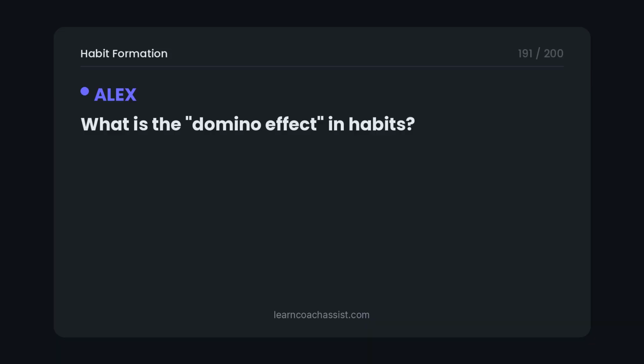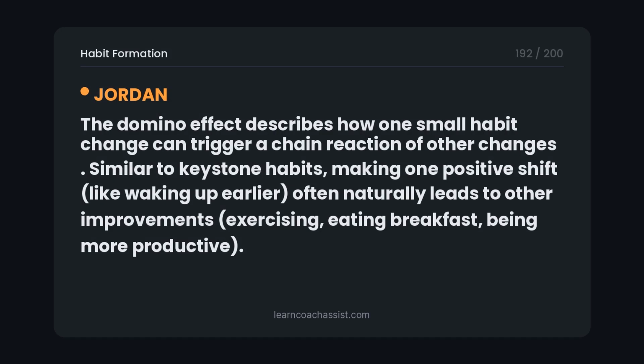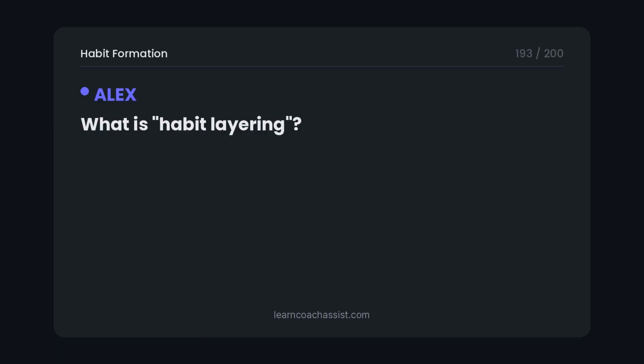What is the domino effect in habits? The domino effect describes how one small habit change can trigger a chain reaction of other changes. Similar to keystone habits, making one positive shift, like waking up earlier, often naturally leads to other improvements: exercising, eating breakfast, being more productive.